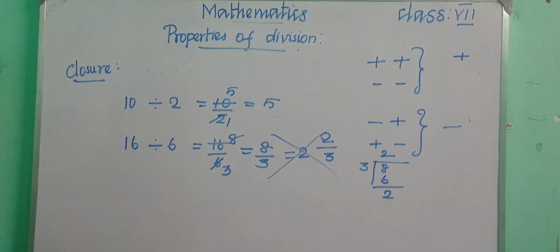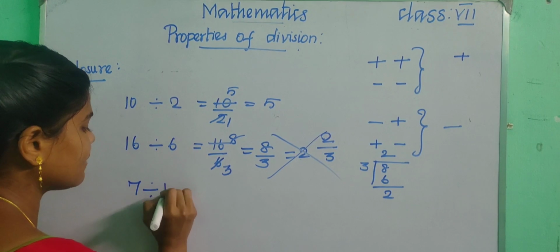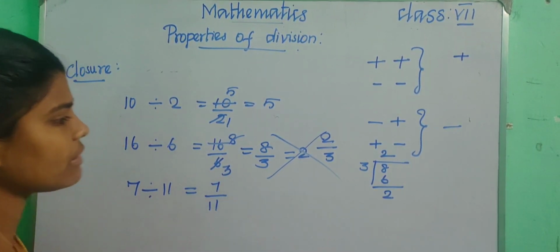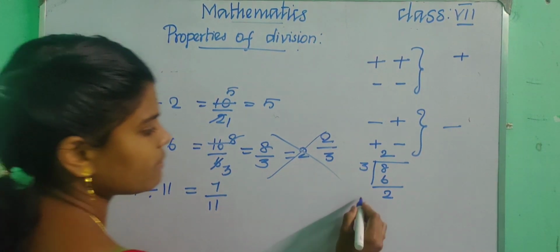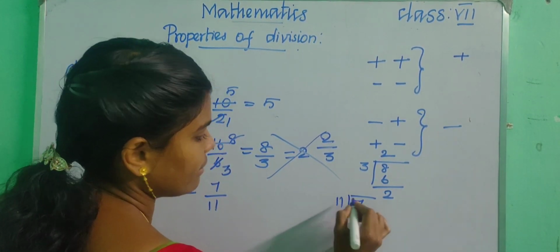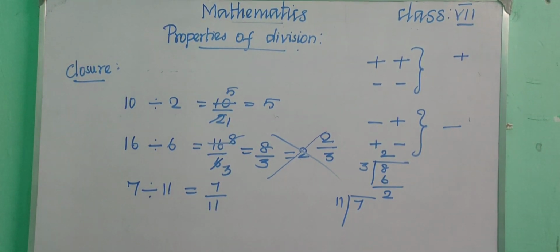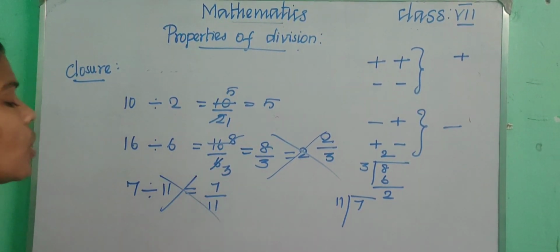Let us see another example. 7 divided by 11. How will you divide this one? Let us divide 7 and 11. Is it possible to divide? No, right? So it is not closure.